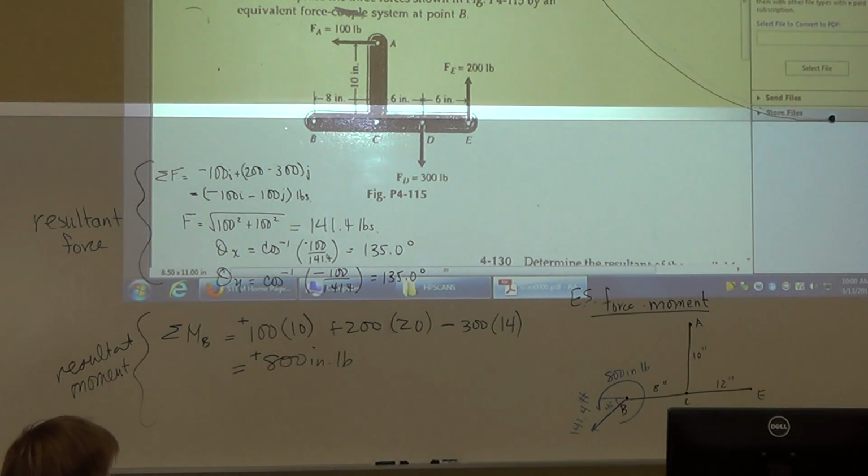You always put the resultant force defined off the point of interest? You always put the resultant force at the point in question. So if we had this bracket built, if we made it out of popsicle sticks, and we applied 100 pounds to the left, 300 to the bottom, down, and 200 up, we would find this bracket is being pulled down to the left and it's spinning in the positive direction. That's what we would find.